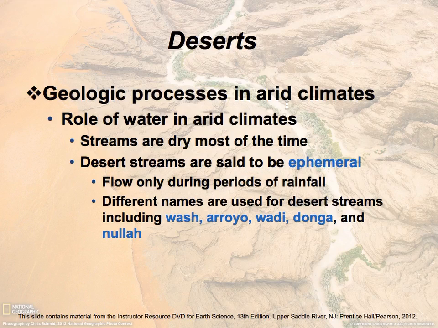Water is what people mostly think about, or lack of water, when they think about deserts. Streams do exist, but they're dry most of the time. Desert streams are typically ephemeral or intermittent. They only flow during rainfall, and around the world, different names are used for desert streams. Wash or Warsh in the American Southwest, Arroyo, Wadi, Donga, and Nula are terms used for ephemeral or intermittent streams, that is, streams that do not carry water year-round.